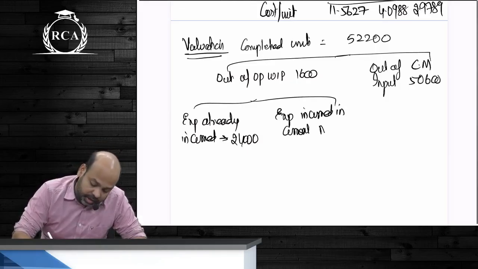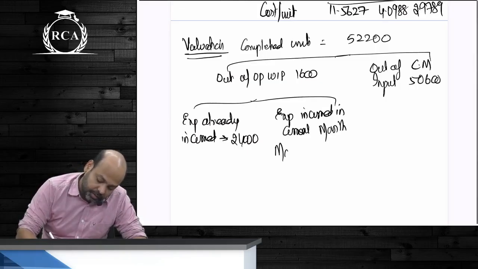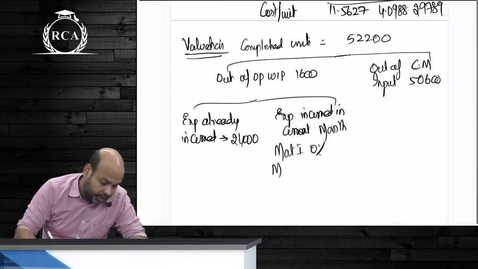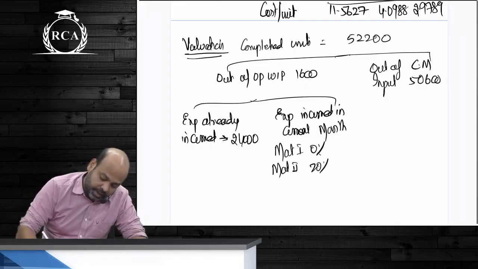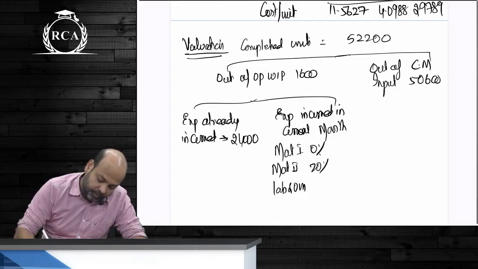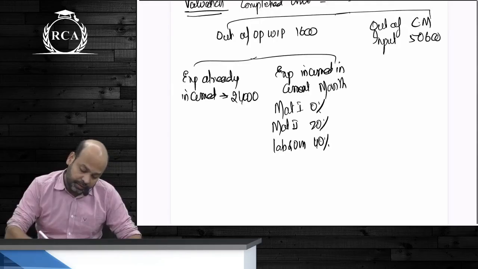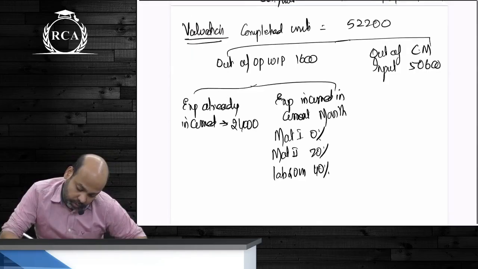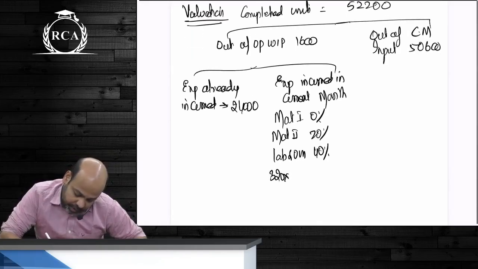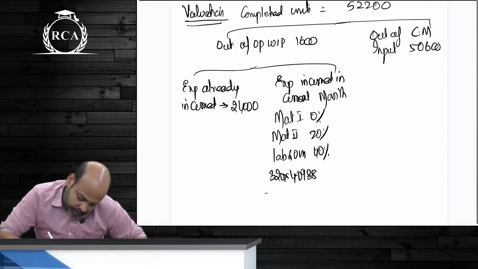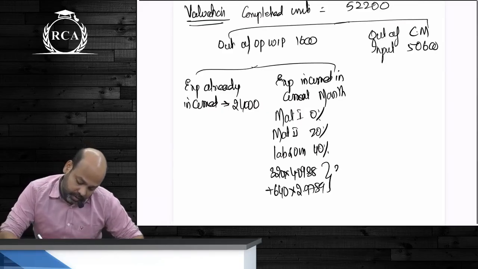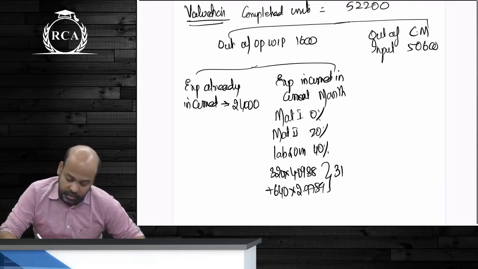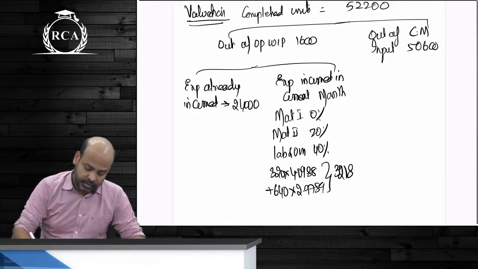In the current month, guys, how much expenditure are you incurring beta? On material 1, 0; material 2 beta, 20%; labor and overheads, 40%. Therefore, guys, this will be equal to 320 units multiplied by 4.0988 plus 640 units into 2.9789. How much is this, beta? 3,218.